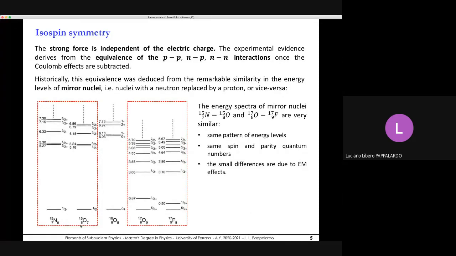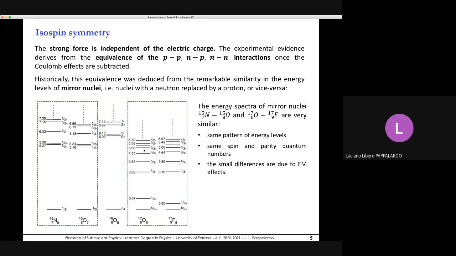So here we have 5 nuclei. The first pair and the last pair, those in the red boxes, are indeed examples of mirror nuclei. So this is nitrogen with oxygen, where one proton is swapped into one neutron, or vice versa. And this is the case of oxygen 17 with fluorine 17. Again, the only difference is that a proton is interchanged with a neutron. Whereas the one in between, oxygen 16, is not a mirror nucleus compared to the others.